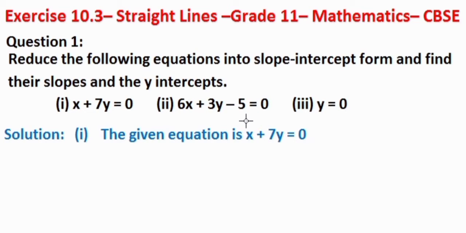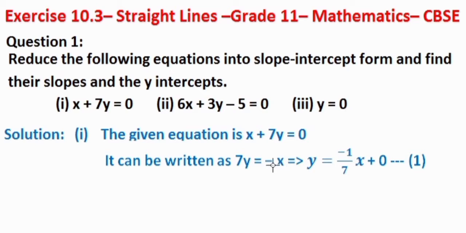The given equation is x plus 7y equal to 0. Let us take it in the form y equal to mx plus c. So 7y equal to, when you transpose x to the other side of the equal sign, what will happen? 7y equal to minus x. Then we want y, so divide both sides by 7. What happened? y equal to minus 1 by 7 x plus 0.